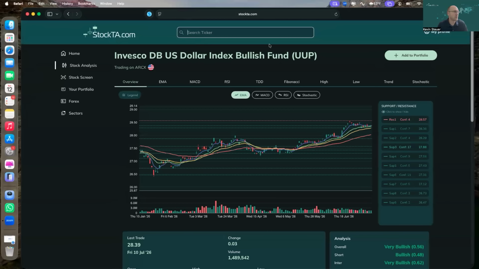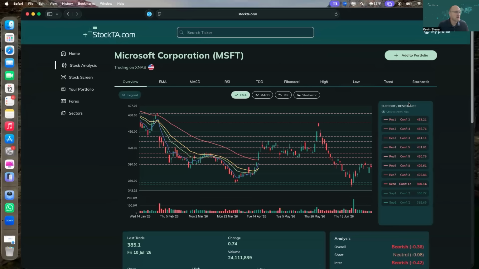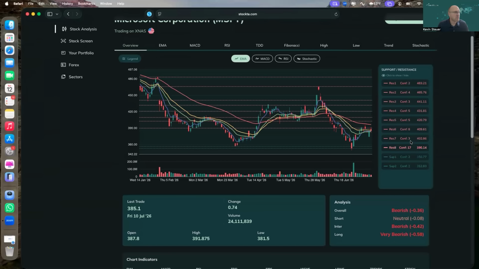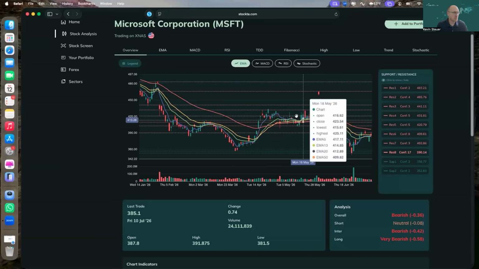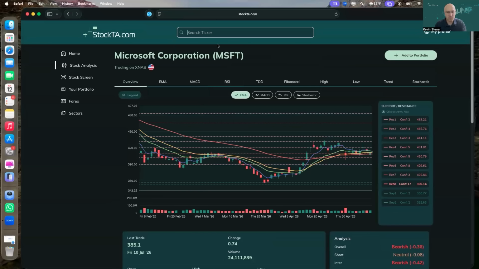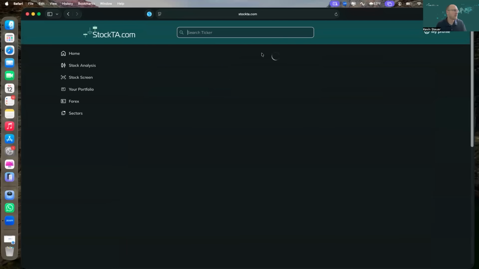So the dollar's done really well lately. Microsoft has been weak lately. So that one has a resistance of 17. So that's not good. If you're long Microsoft, bearish overall, neutral short term. MSTR is another one that hasn't been doing well lately.